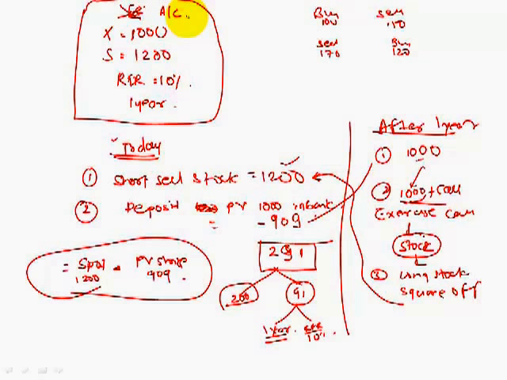Since the value of American call option should be at least as much as the value of European call option, we will keep the minimum theoretical value of American call option as 291.